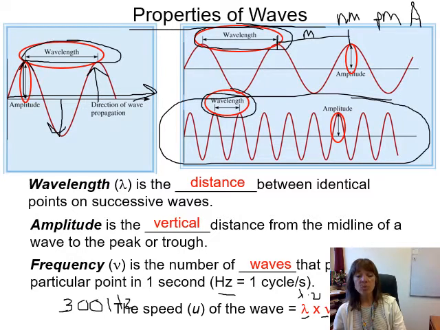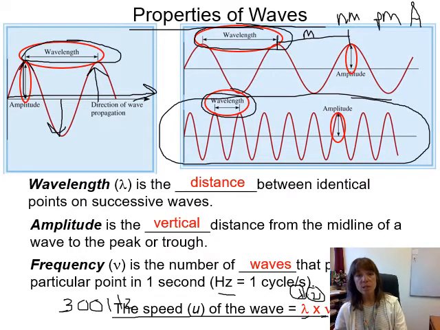I messed that up, didn't I? I meant to say your wavelength is in meters and your frequency is in per second. So when you multiply those two quantities, you get a speed, and that speed is in meters per second.